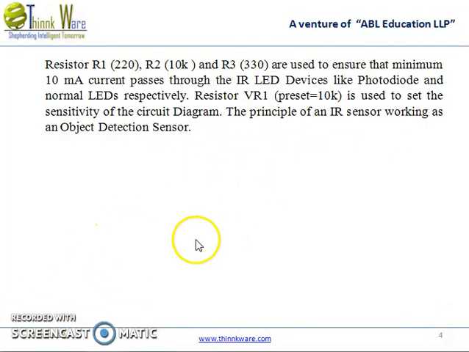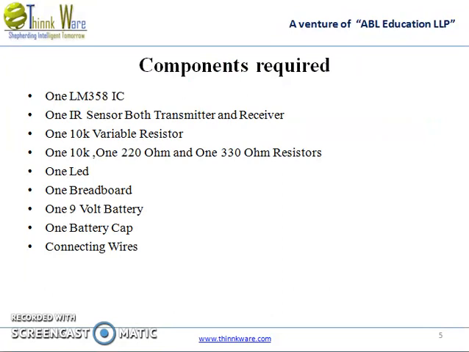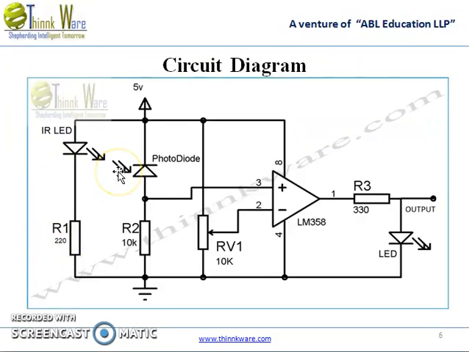Now let me explain this to you further by looking at the circuit diagram. This is the circuit diagram. Resistor R1, that is 220K, R2, the resistor 10K, and R3, the 330, are used to ensure that a minimum of 10 milliampere current passes through the IR LED. Devices like the photodiode and the normal LEDs respectively. Resistor RV1, a preset 10K, is used to set the sensitivity of the circuit.